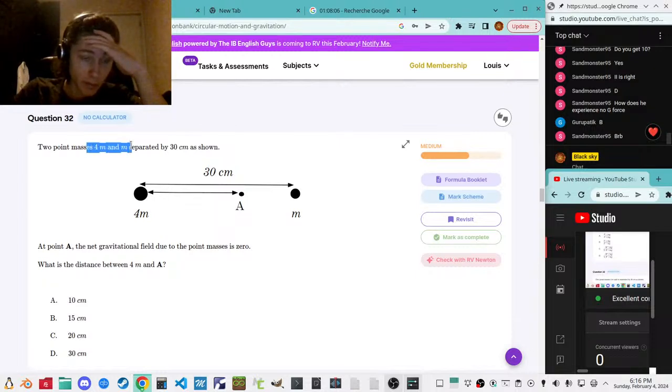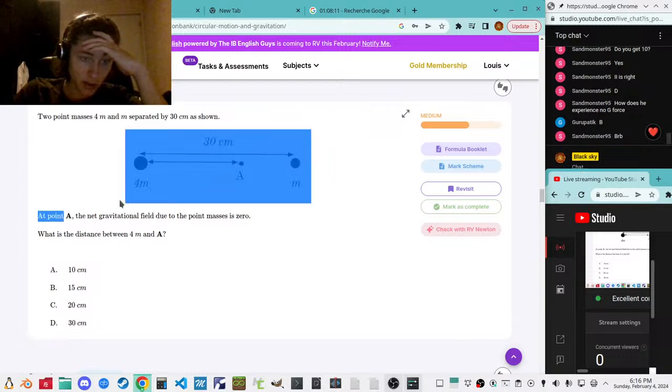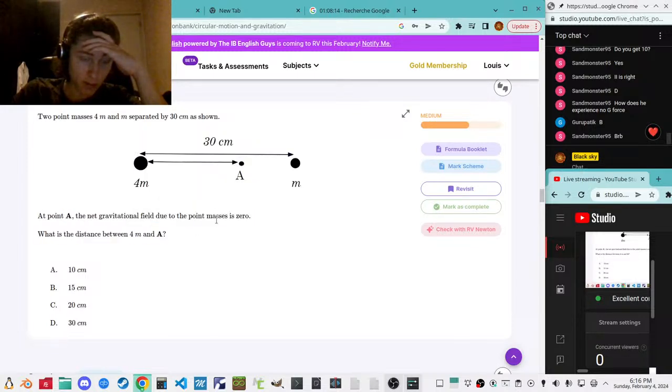Two point masses 4m and m are separated by 30 centimeters as shown. At point A, the net gravitational field due to the point masses is 0. What is the distance between 4m and A? So at a point, gravitational field strength equals m divided by r squared.